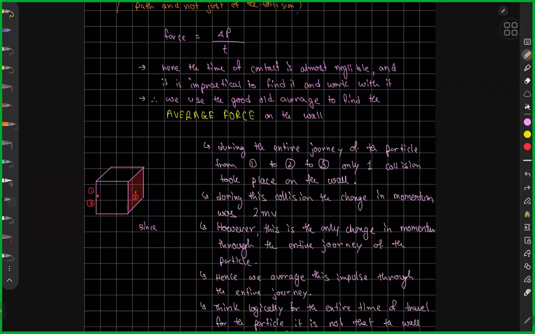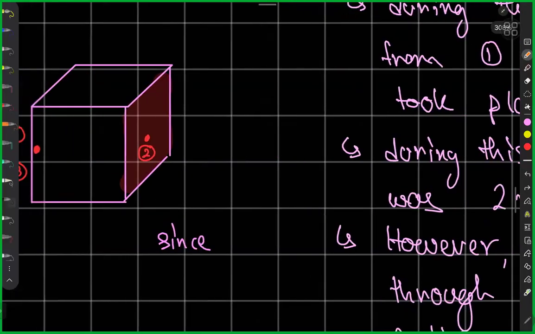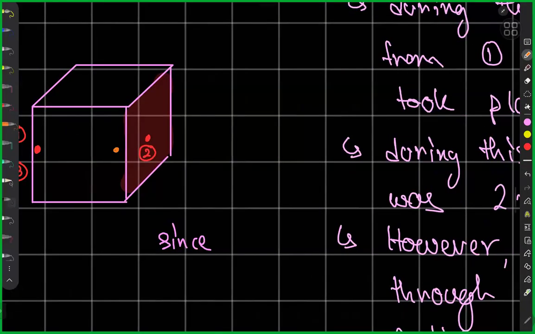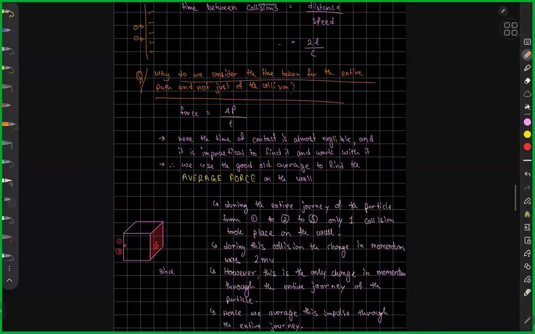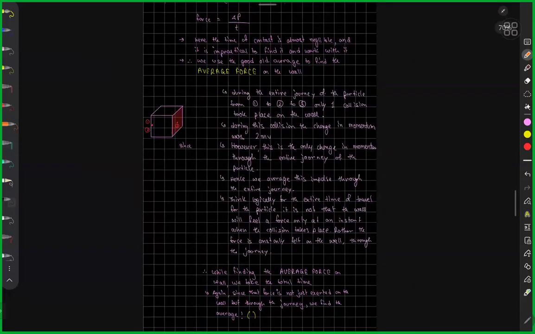Yeah, so it collides with the wall at 2, right? So isn't it 1 to 2? And it's exerting the force at 2. So technically speaking, the time of collision should be just how long the particle was in contact with the wall at 2, right? So I will answer that question, why do we make this assumption? This entire explanation answers your question.